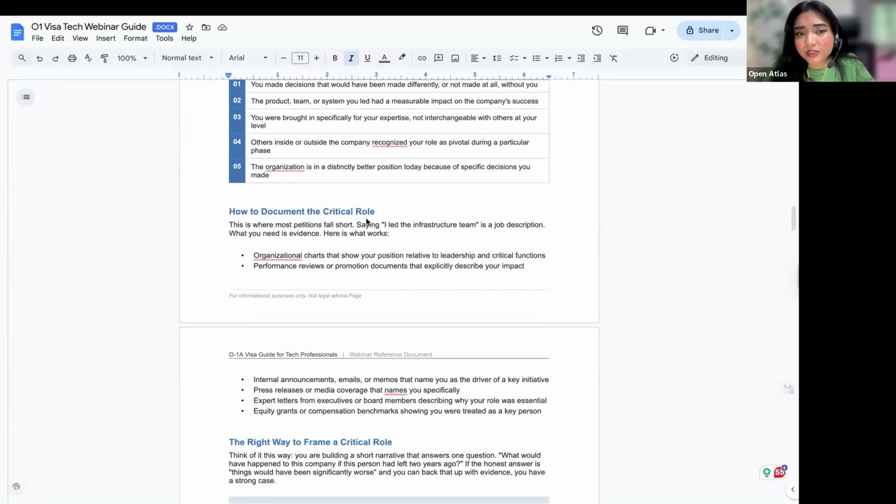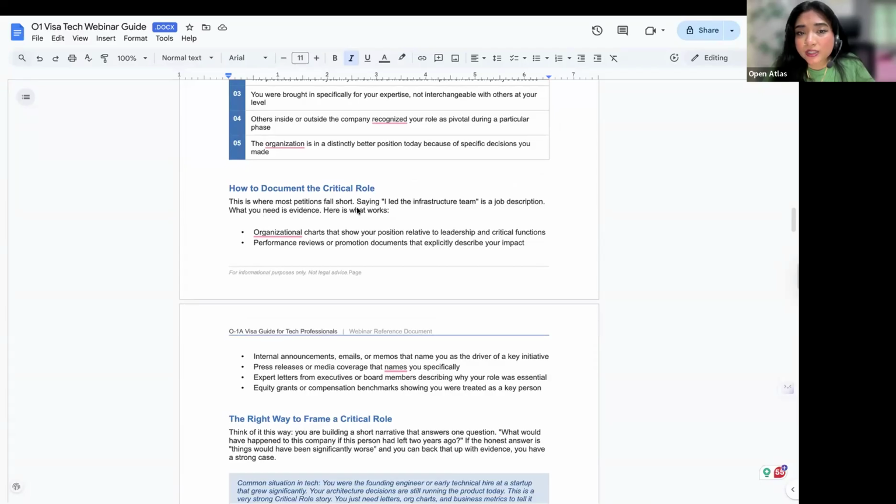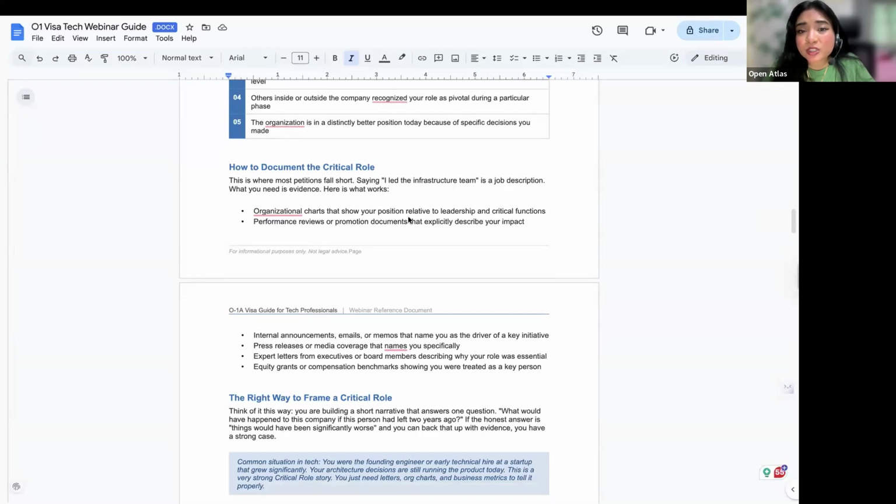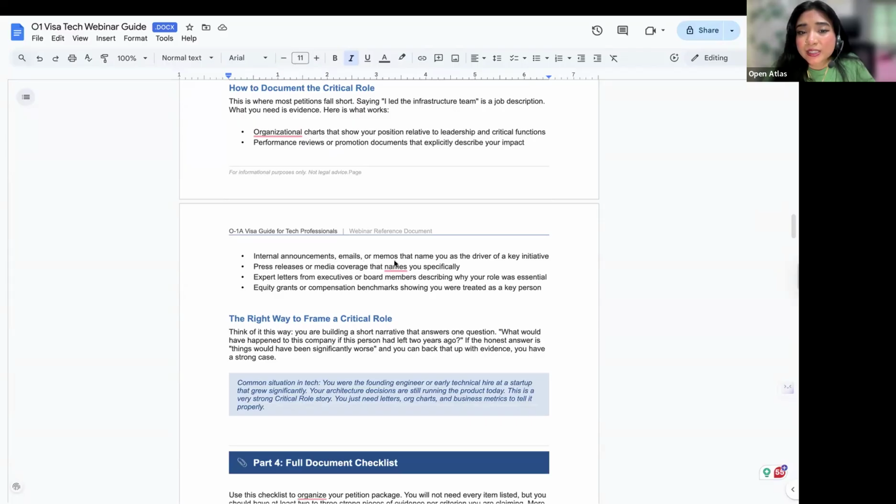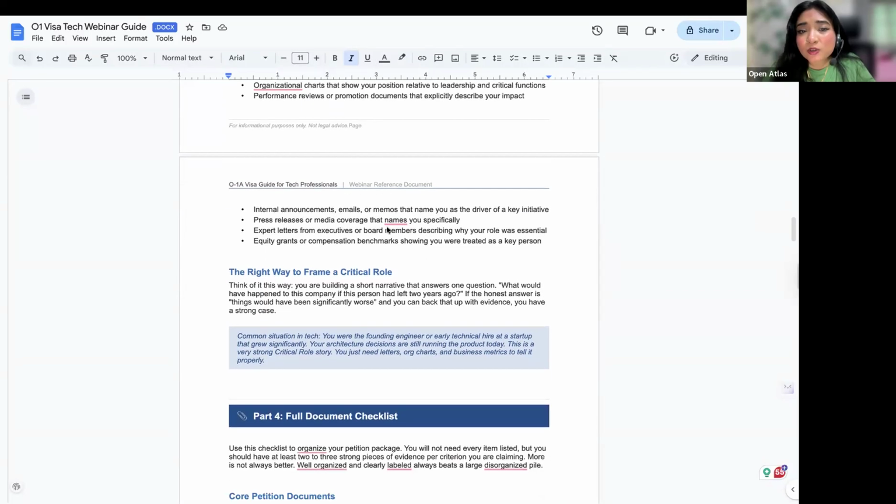How to document the critical role? This is where most petitions fall short. Saying I led the infrastructure team is not going to help you. It's a kind of job description. What you need is evidence. Here is what works. Organizational charts that show your position relative to leadership and critical functions. Performance reviews or promotion documents that explicitly describe your impact. Internal announcements, emails, or memos that name you as the driver of a key initiative. Press releases or media coverage that names you specifically. Expert letters from executives or board members describing why your role was so essential.